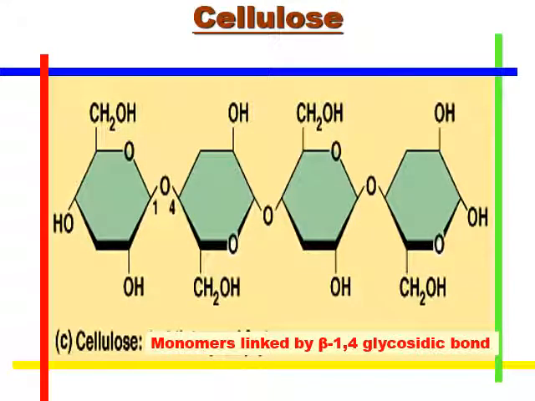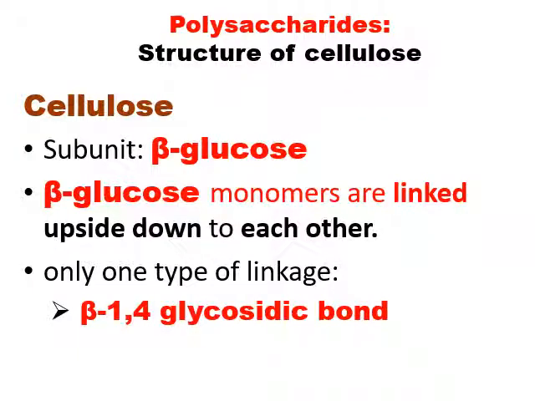And this is the structure of cellulose. If you look at the structure of cellulose, it is a long, straight, unbranched chain. Here you can see the location of the oxygen is upside down. Each of its monomers is linked by a beta 1,4 glycosidic bond. So we can say that cellulose consists of beta glucose as the subunits, and the beta glucose monomers are linked upside down to each other. Only one type of linkage is involved, which is the beta 1,4 glycosidic bond.